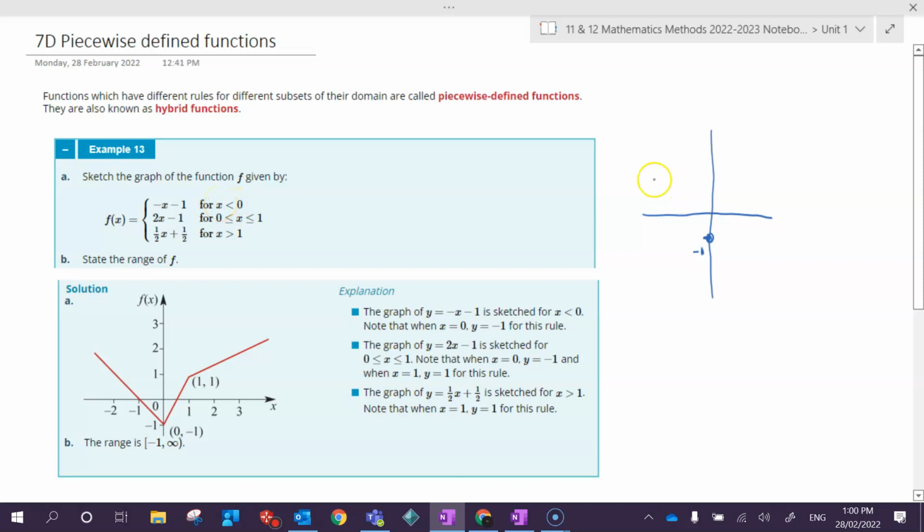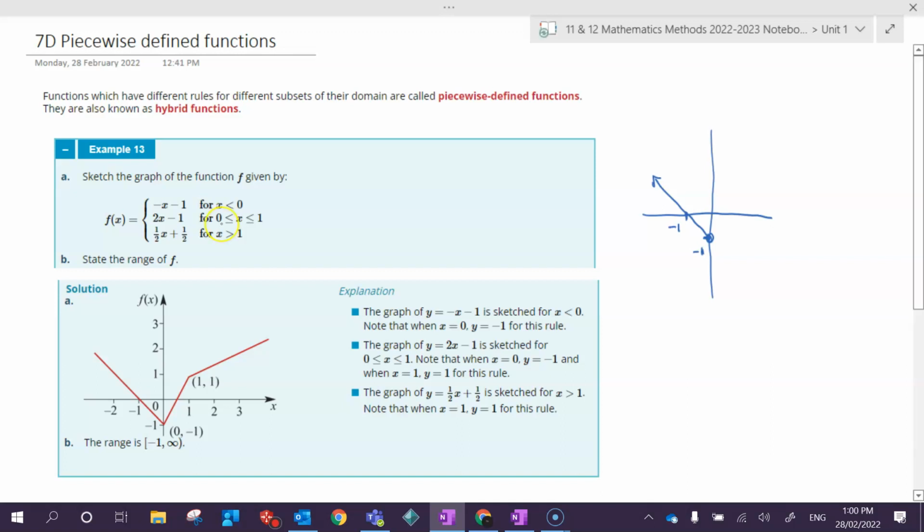And then negative x, that's got a gradient of negative 1. If I could draw more accurately, you would see that it has a gradient of negative 1, and that would be the appropriate thing. That continues off in that direction. It's a straight line, so I'm happy to put an arrow on the end of it.